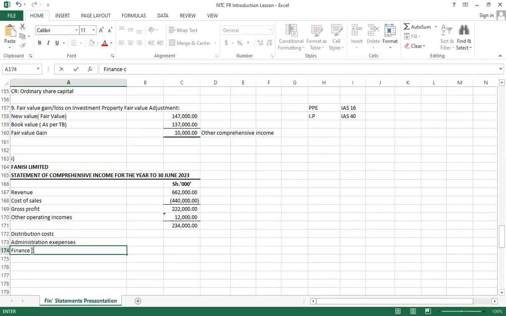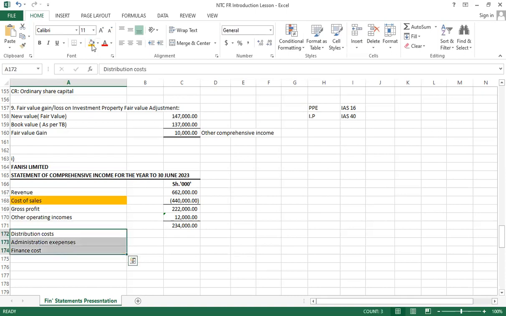The finance cost. Now, please do not forget that as per the requirement of IAS 1, you have only 4 categories for expenses. You cannot have anything outside the 4. All your expenses you must classify into the cost of sales and these 3, so that your expense categories must be the 4 categories. Every expenditure that you incur, you must classify under one of the 4 what?